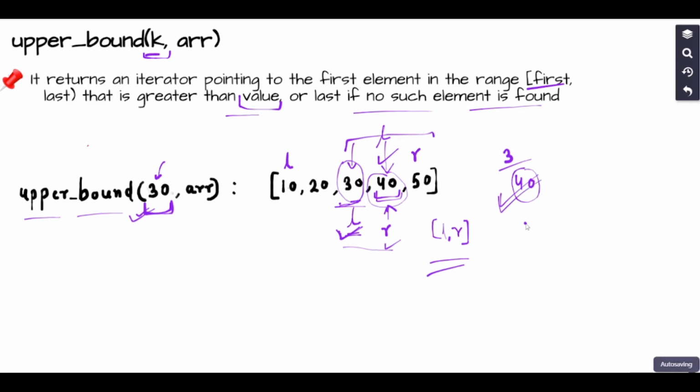That's my answer. So in this fashion, I find the upper bound, and it is very similar to lower bound. If you haven't watched that video, go and watch it, because these two concepts, upper bound and lower bound, are very crucial for this topic of binary search. So let's jump to the implementation part.